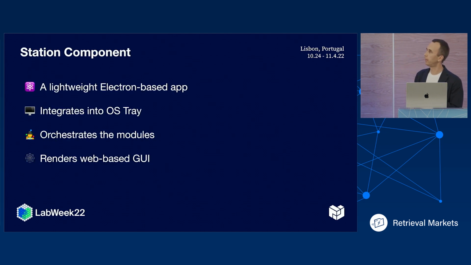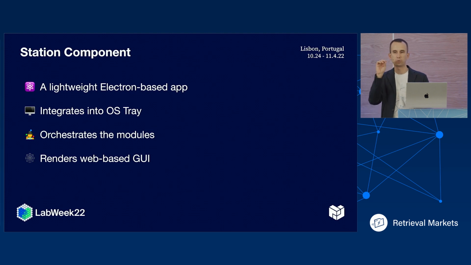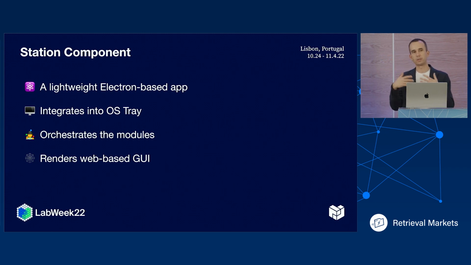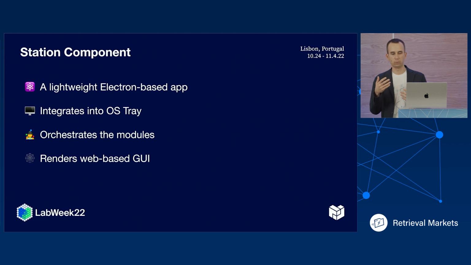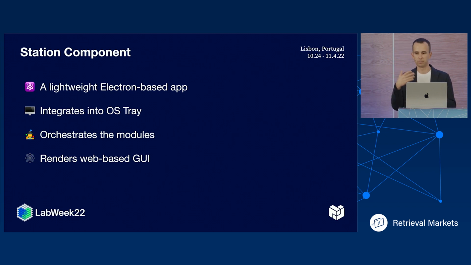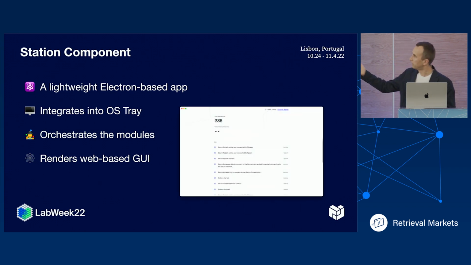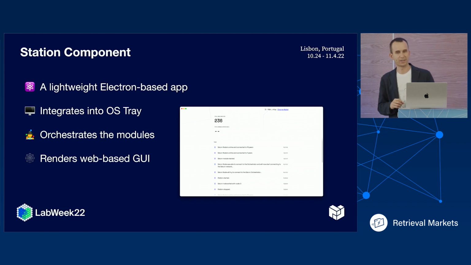So again, Station is a lightweight Electron-based application. It has basically 3 jobs. One is to integrate into the OS tray, so it's just running on your computer without being too intrusive. It orchestrates the modules. Right now, it means we will start and stop the module process. In the future, we might do auto upgrades of modules, maybe discovery, kind of an app store, we'll see. And it renders a web-based UI in the Electron window so that you can have a nice dashboard. And this is an example of how it looks. It's probably better to download it from the website and see it for yourself.